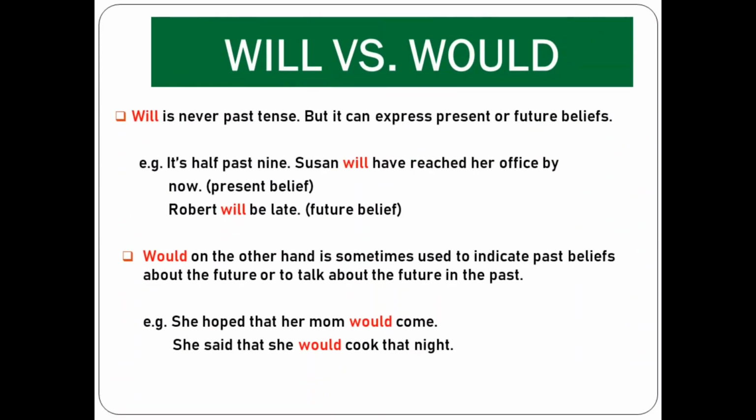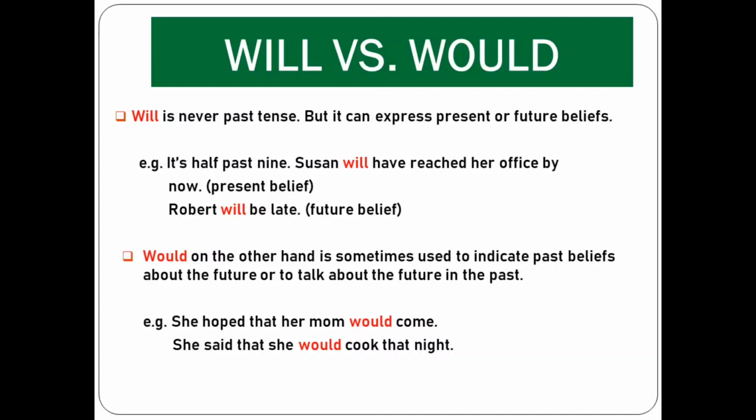Will versus would. Will is never past tense, but it can express present or future beliefs. For example, it's 9:30. Susan will have reached her office by now. Here, will expresses a present belief. Robert will be late. Here, will expresses a future belief. Would, on the other hand, is sometimes used to indicate past beliefs about the future or to talk about the future in the past.